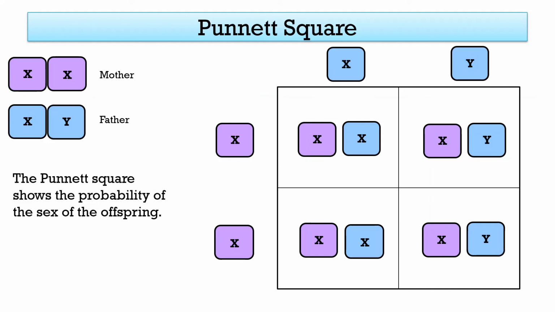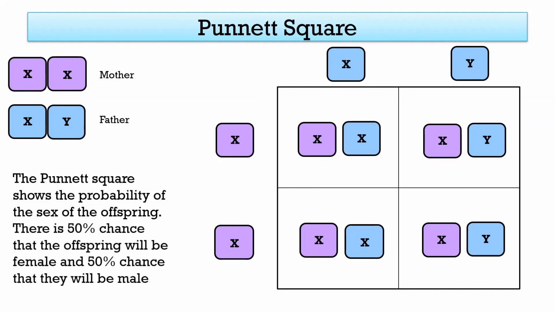So the Punnett square shows the probability. Remember, we're talking about chance here. The probability of the sex of the offspring. And what we can tell from our Punnett square is actually there's a 50% chance of the offspring being female and a 50% chance of the offspring being male. But remember, we're talking about probability, we're talking about chance. Some of you may see this in your own families. It doesn't mean that if your mum and dad have 4 kids, that 2 of them will be male and 2 of them would be female. A mother could give birth to 4 sons. So it's really important to remember that we're just talking about probability, we're talking about chance here.